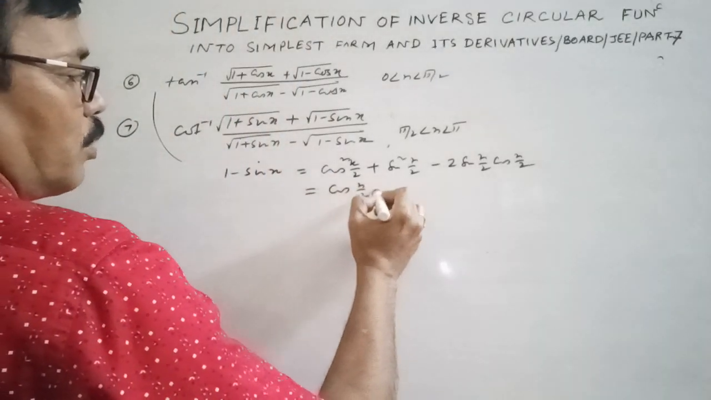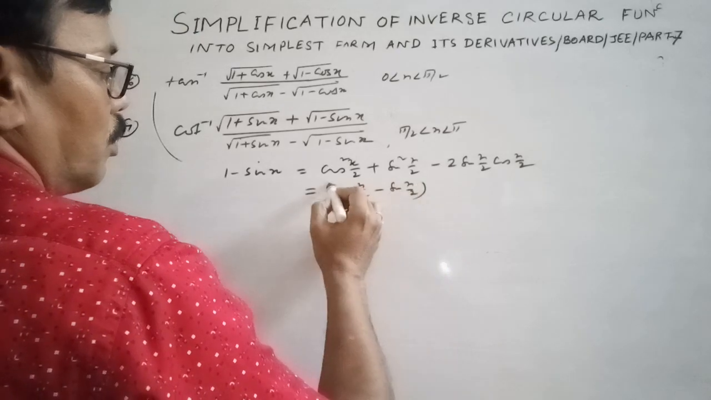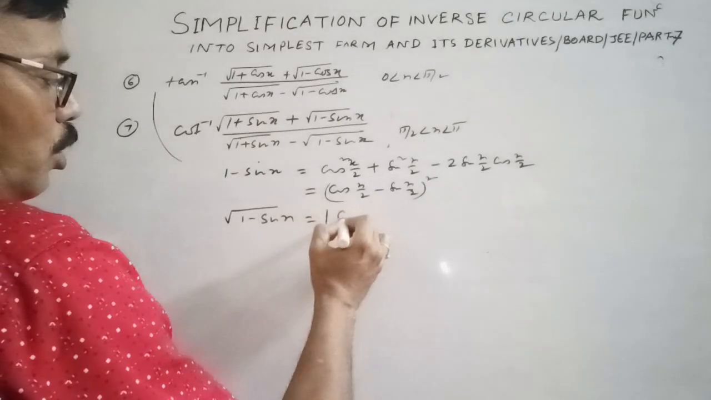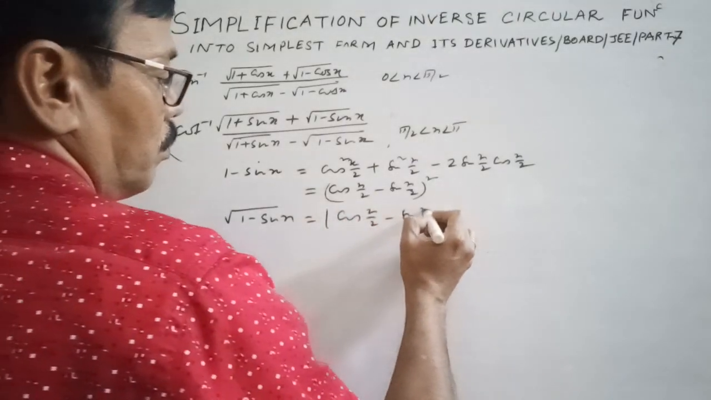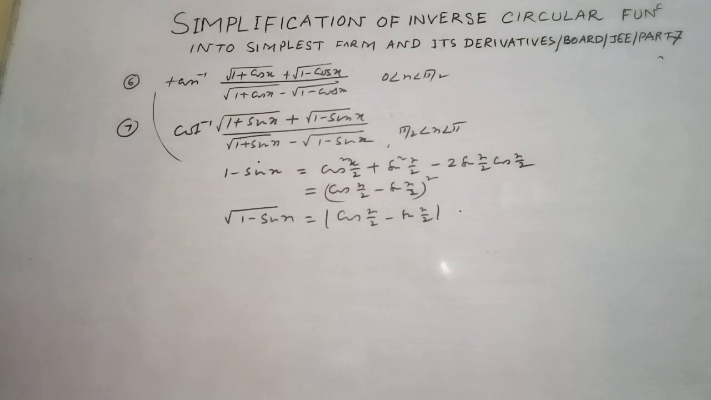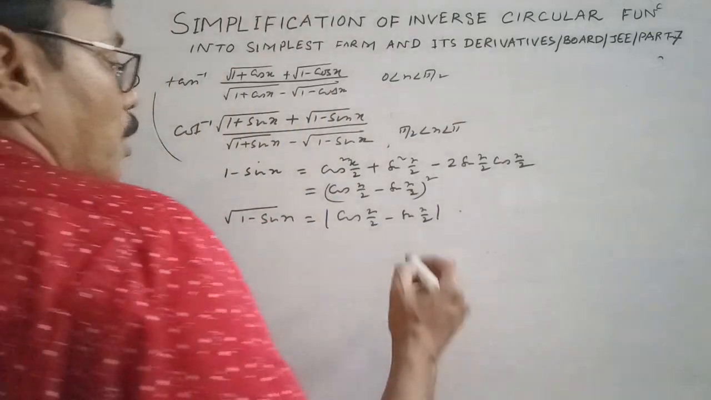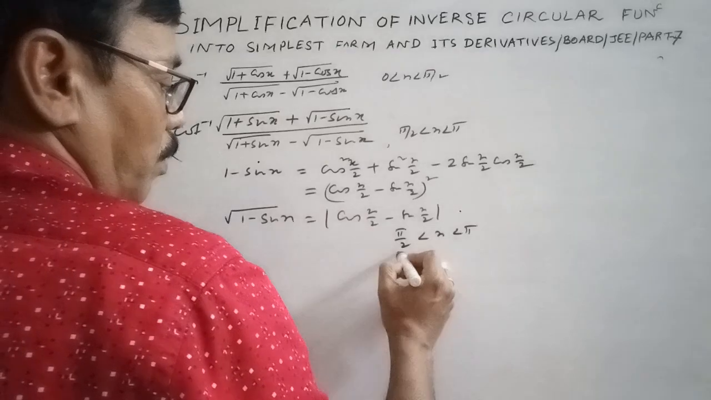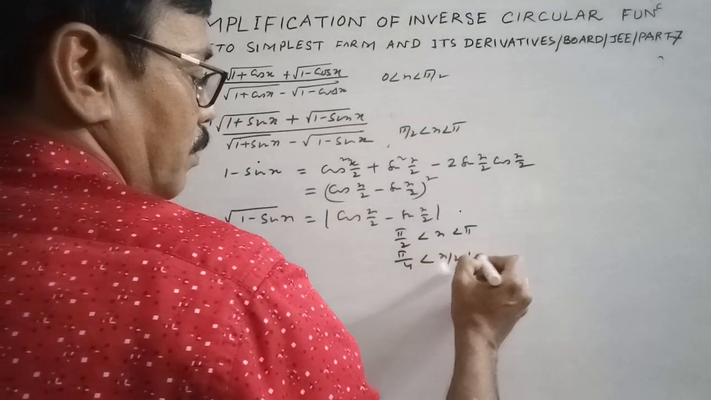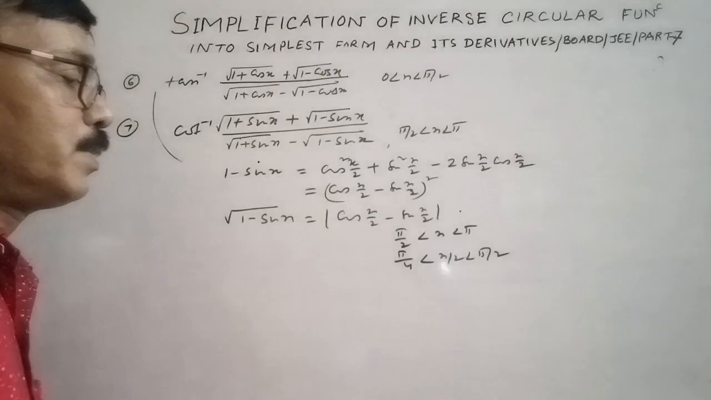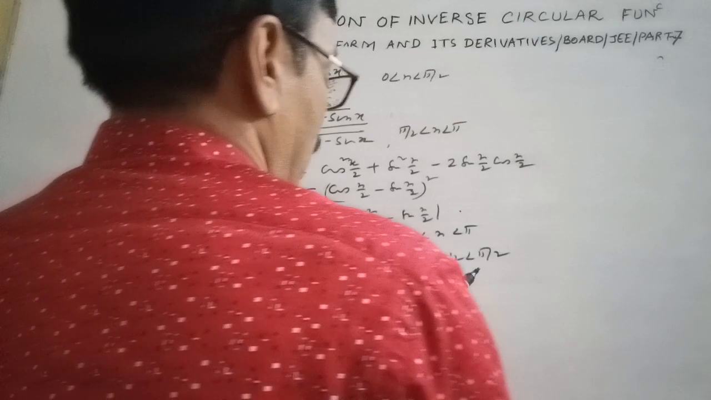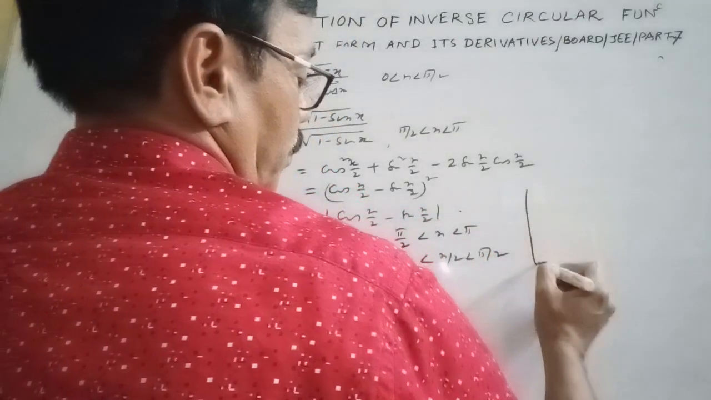So (cos x/2 − sin x/2) whole square. So root over 1 minus sin x equals mod of cos x/2 minus sin x/2. Now look at the restriction. It is given that pi/2 is less than x less than pi. So pi/4 is less than x/2 less than pi/2. So x/2 lies between pi/4 and pi/2.